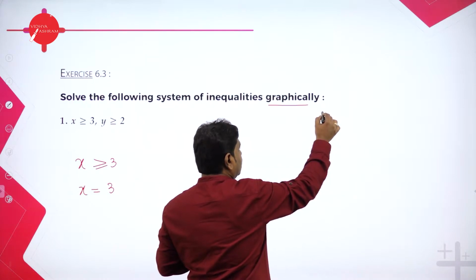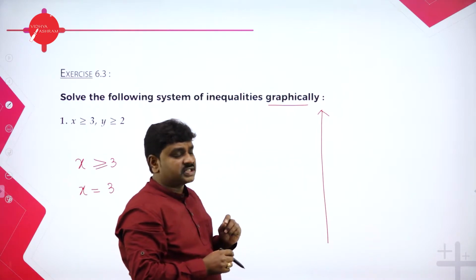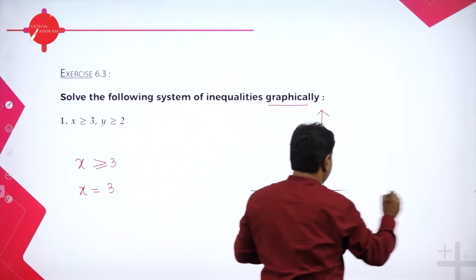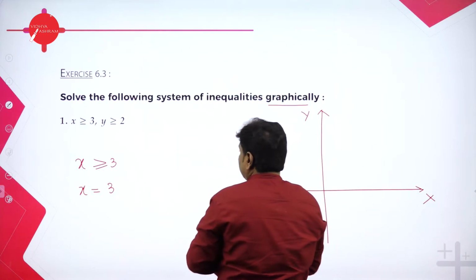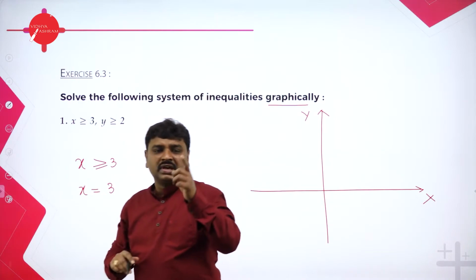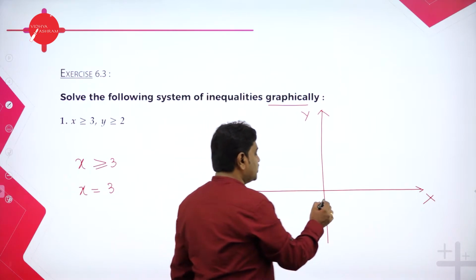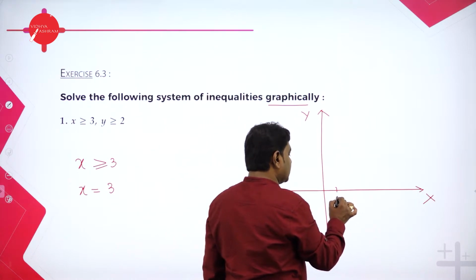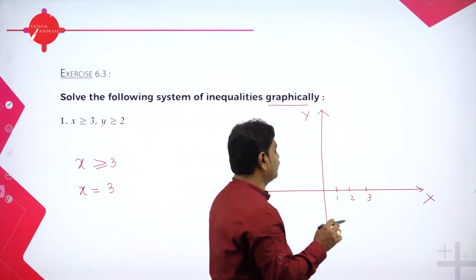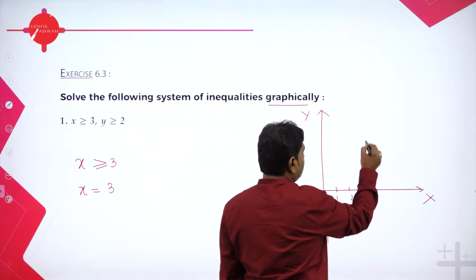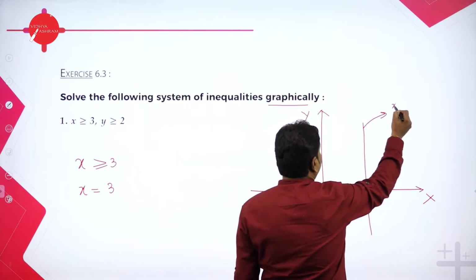First, let us draw the coordinate axes using a pencil and scale. Draw two perpendicular lines on the graph sheet. This is the x-axis and this is the y-axis, and x is equal to 3 means a line parallel to the y-axis at 3. So x is equal to 3 means a line which cuts the x-axis at 3. 1, 2, 3. 1 centimeter is equal to 1 unit. You can take the scale. So on the x-axis at 3, draw a line parallel to what axis? Y-axis. This is called as what? Line x is equal to 3.